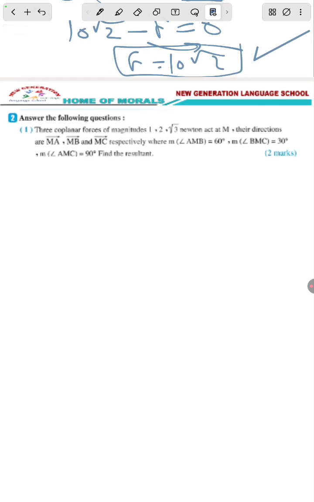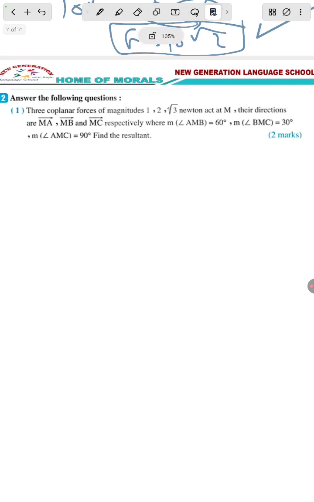Another one. Three coplanar forces of magnitude 1, 2, root 3 Newton act at M. Their directions are MA, MB and MC respectively, where the measure of angle AMB equals 60, the measure of angle BMC equals 30, and the measure of angle AMC equals 90. Find the resultant.